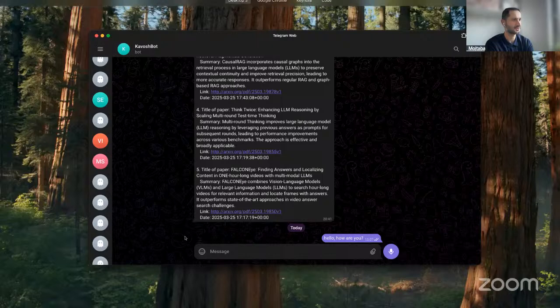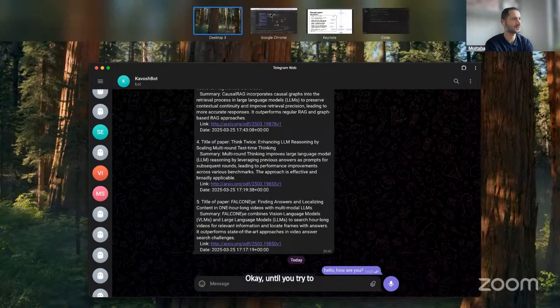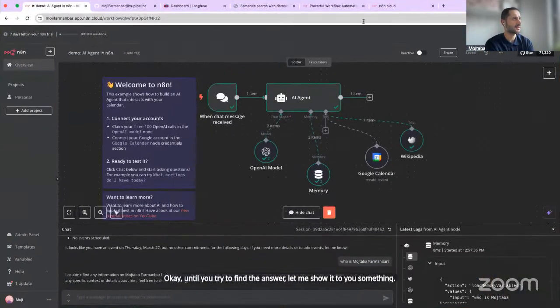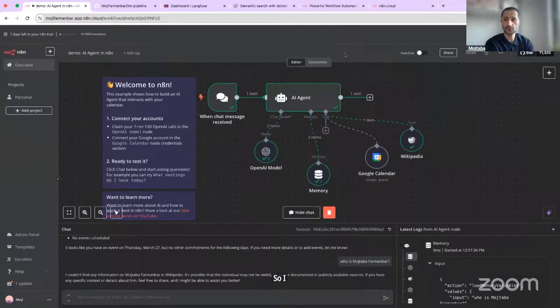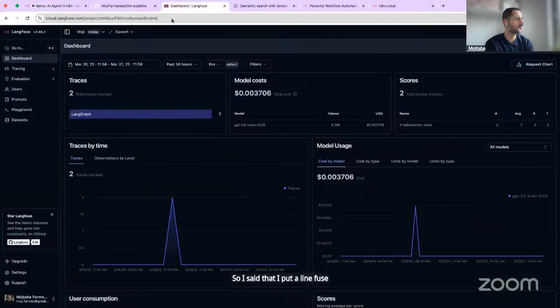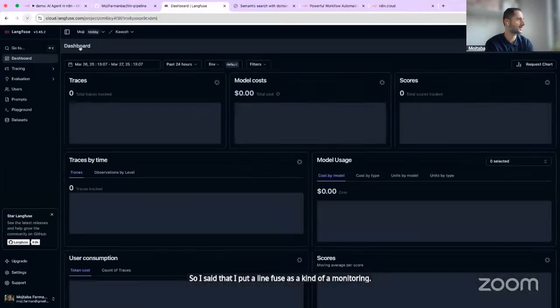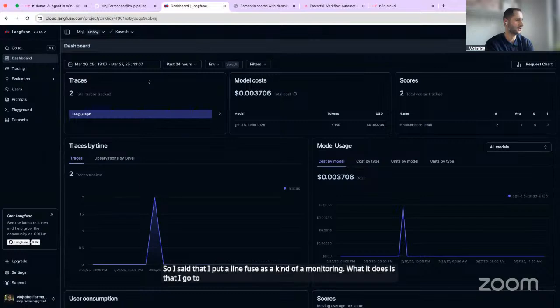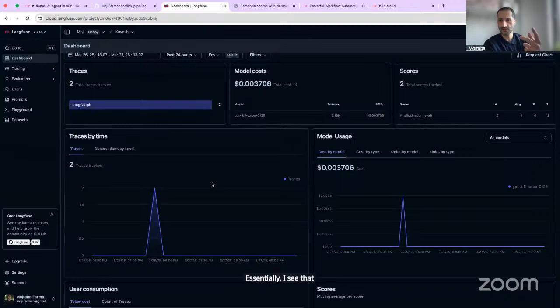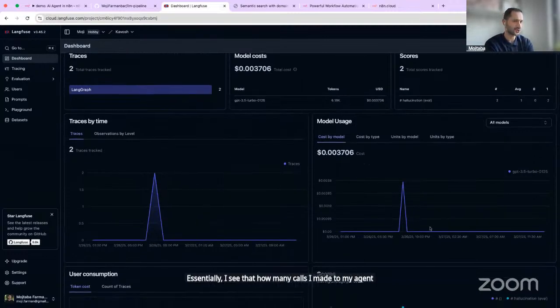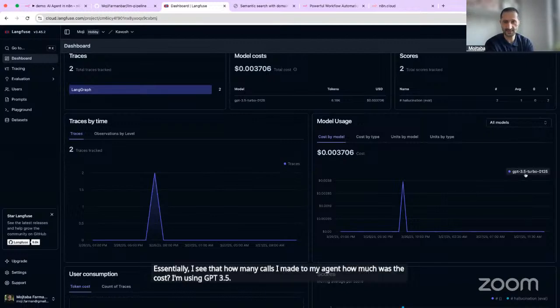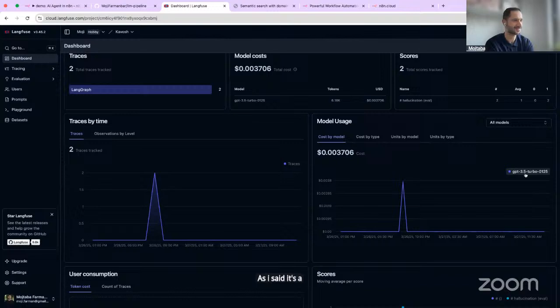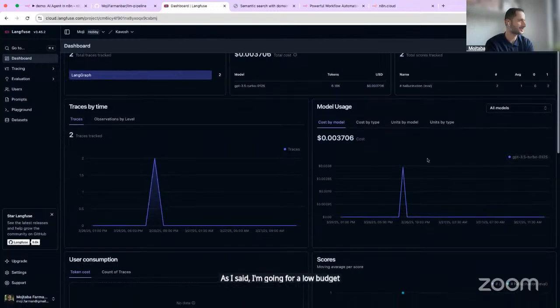Okay, while it tries to find the answer, let me show you something. I said that I put in Langfuse as a kind of monitoring. I go to Langfuse and monitor everything here. Essentially, I see how many calls I made to my agent and how much it cost. I'm using GPT 3.5. As I said, I'm going for a low-budget API call.